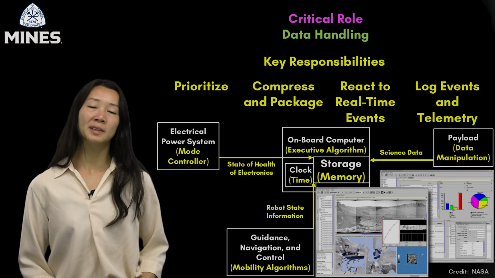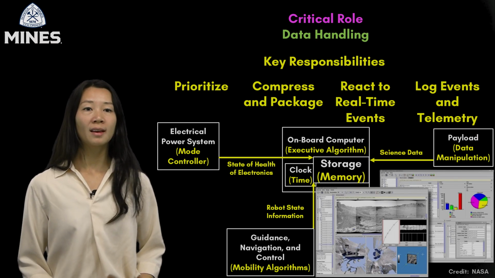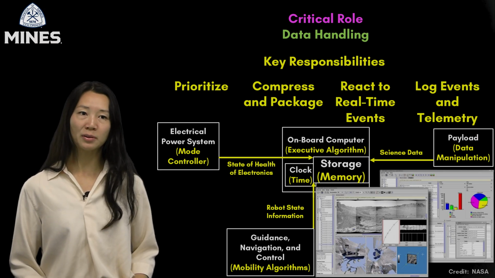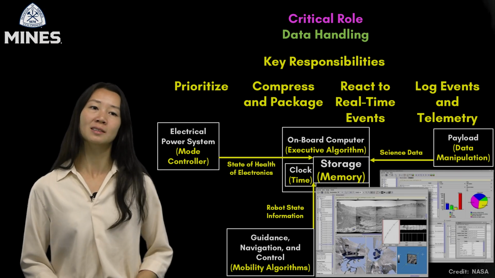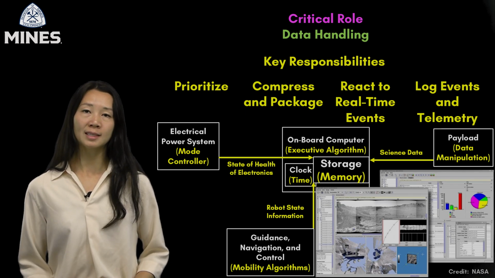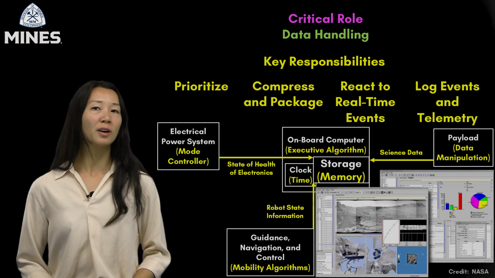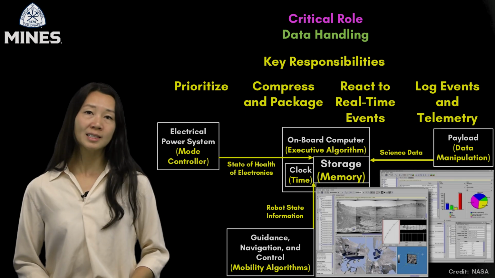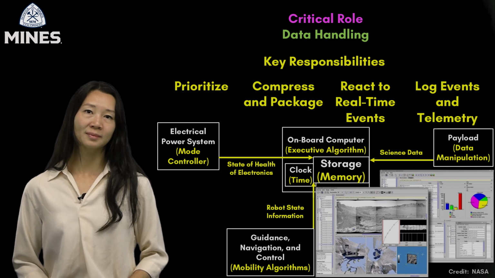Another critical responsibility I want to highlight is logging events and telemetry, the memory of the mission. Everything the robot does, its movements, its hardware status, its science activity outcomes, needs to be captured, time-stamped, and stored for 2 reasons: mission safety and scientific accountability. That's why on this slide, the storage box is front and center. It's where all the robot's experiences get logged, from the health of the electrical system, to the science data processed by the payload, to the state of the robot's mobility system.